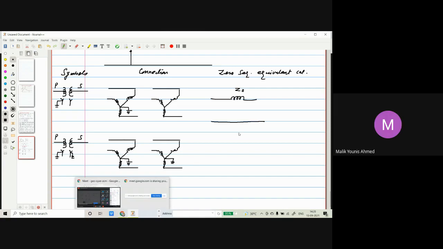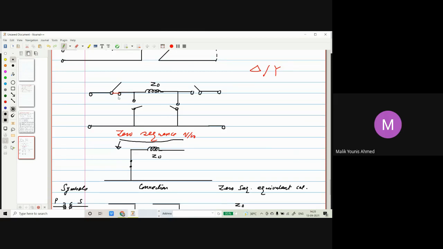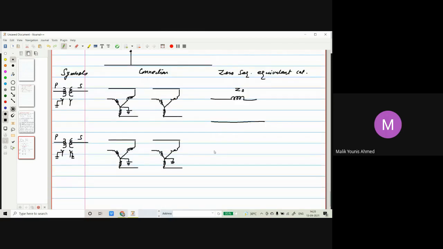Mansha, what will be the zero sequence equivalent network for this one? Primary is what? Switch 1 would be closed and switch 2 would be closed as well. Very nice. That means only the series switches will be closed. Shunt switches will remain as they are. So it can be drawn in a simple way.